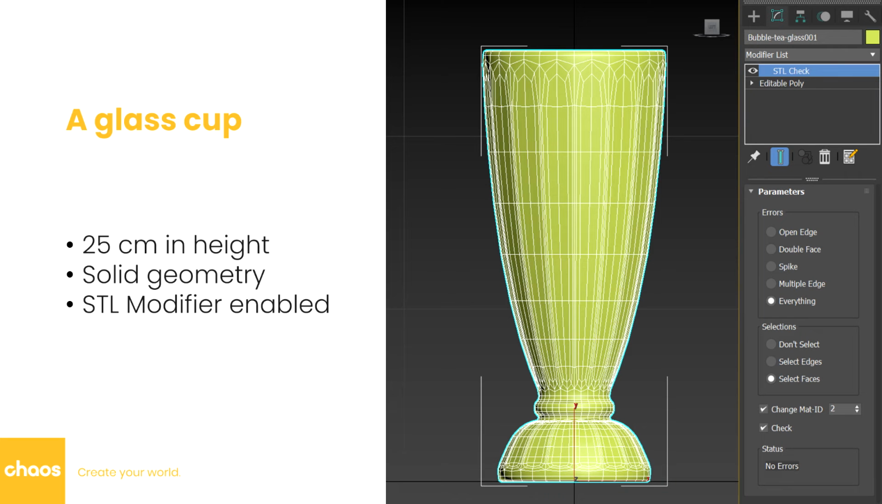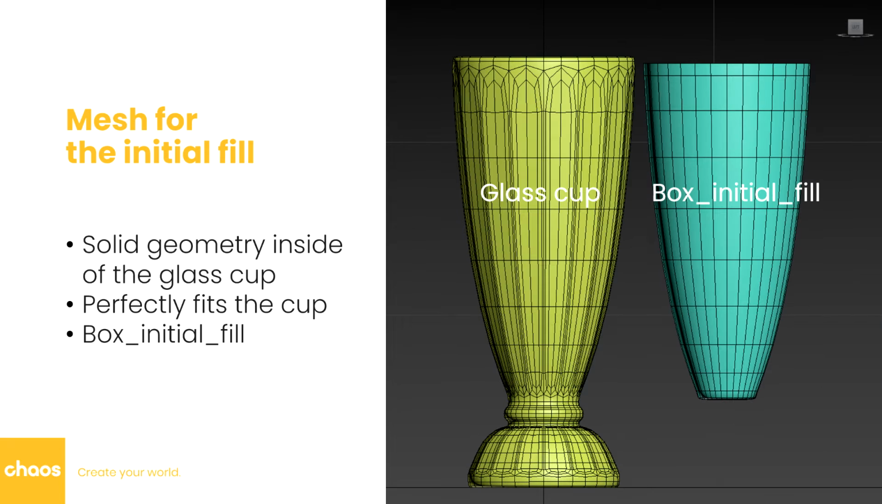Our main model is this glass cup, and we've modeled it to be 25 centimeters tall at real size with some thickness. It is a solid, watertight model with no errors when the STL check modifier is applied. To save time when filling this cup with liquid, we have prepared a geometry for the liquid source. Let's refer to this model as box initial fill. So how can we quickly and precisely create this special geometry?